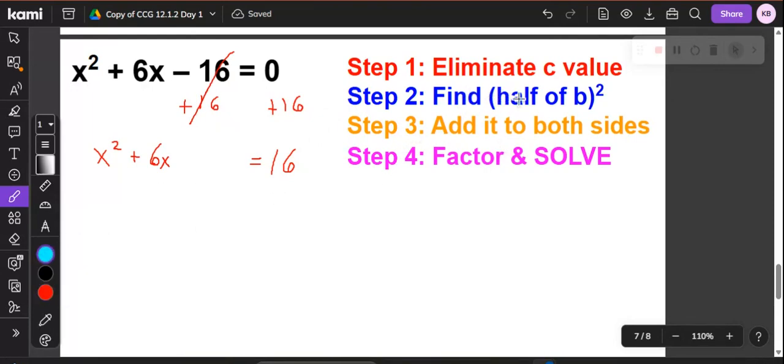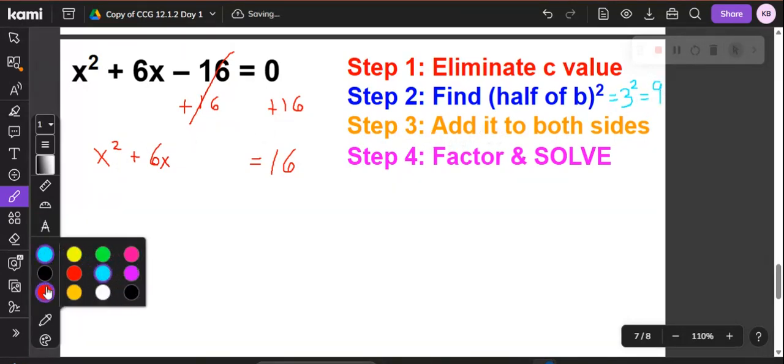For step 2, it says find half of b squared. Remember, half of b is this value in the middle, which just has a single x, 6x. Half of b, half of 6 would be 3. So 6 divided by 2 is 3. I'm just going to write it over here. It equals 3, and we're going to square that, right? That middle term, half of it squared. 3 squared, 3 times 3 is 9. And this is what I'm going to add to both sides in my next step.